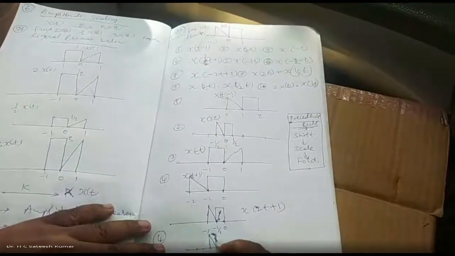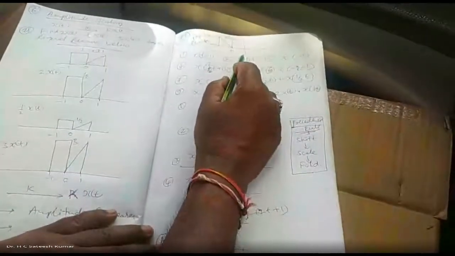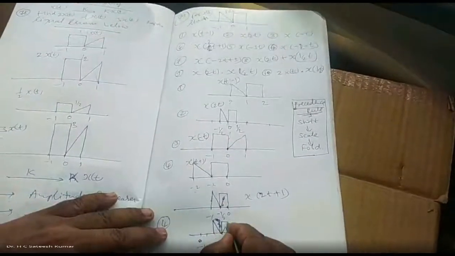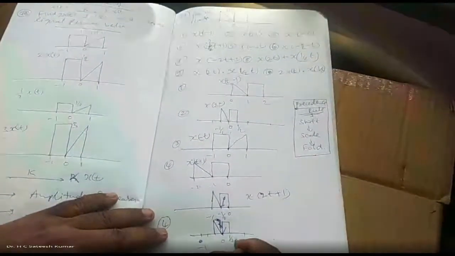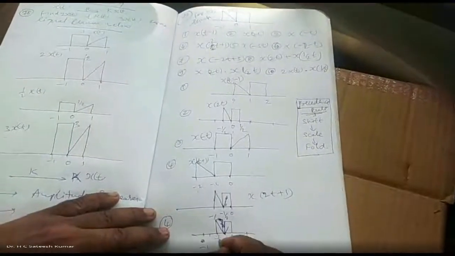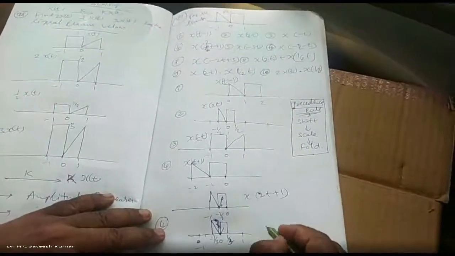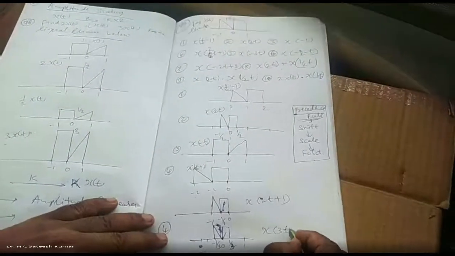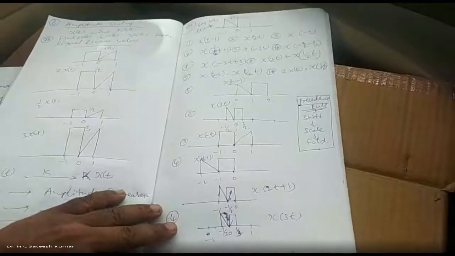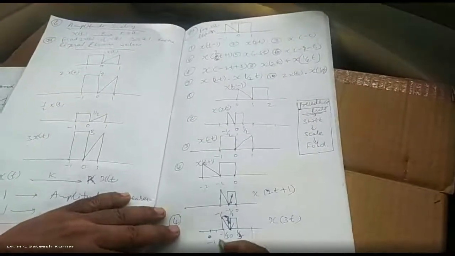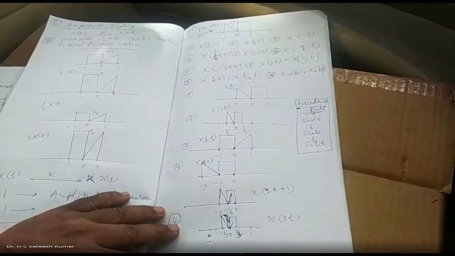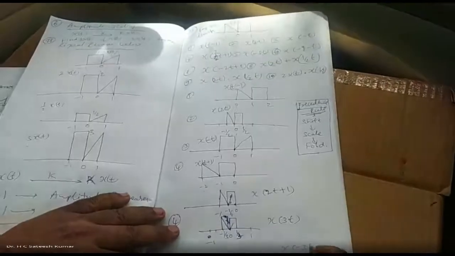So this is the original one, only scaling is there. 3t is equal to 1, therefore t is equal to 1 by 3. Minus 1 by 3, that is x of 3t. But actually, we need x of minus 3t. Simultaneously, you cannot do it. One by one, you should do the operations.